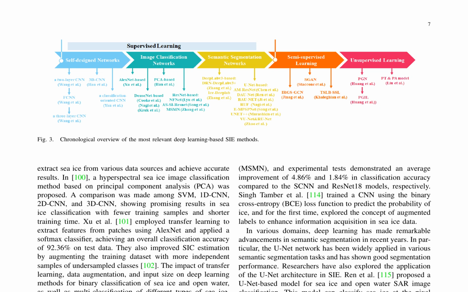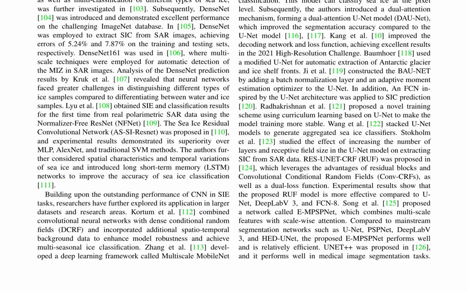The DenseNet model, introduced for the challenging ImageNet database, demonstrated excellent performance with errors of 5.24% and 7.87% on the training and testing sets, respectively. Moreover, the paper highlights the impact of multi-scale techniques, spatial characteristics, and temporal variations of sea ice on classification accuracy. The Sea Ice Residual Convolutional Network, a SAR-based model, leverages residual blocks and convolutional conditional random fields (ConvCRFs), along with a dual loss function, outperforming UNet, DeepLab v3, and FCN8.